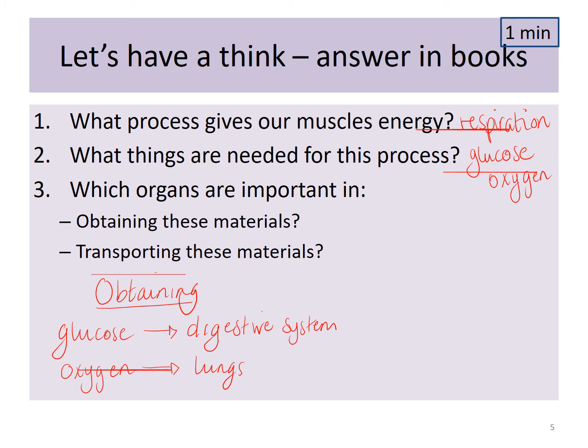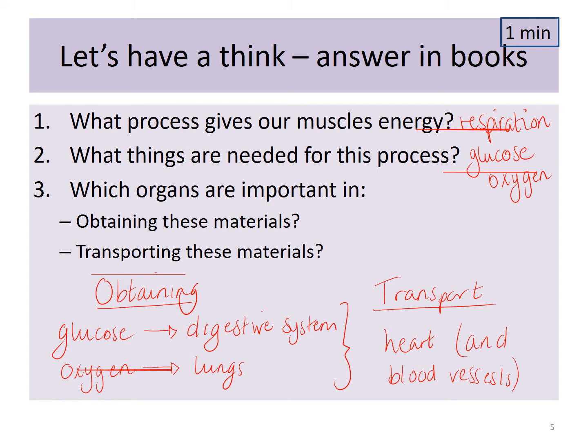Now, in transporting these materials, let's consider how these materials are transported around the body. Once we've got them into the body, for both of them, the transport of glucose and oxygen is linked to the heart. And connected to the heart, obviously, are your blood vessels. So you've got glucose that makes its way into your body via the digestive system. Oxygen makes its way into your body via the lungs, and then it's the job of the heart to transport that where it needs to go.